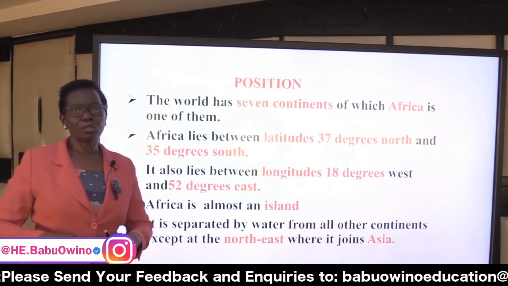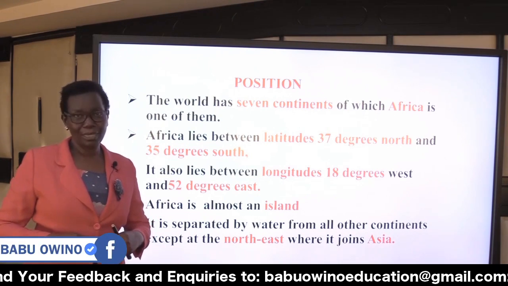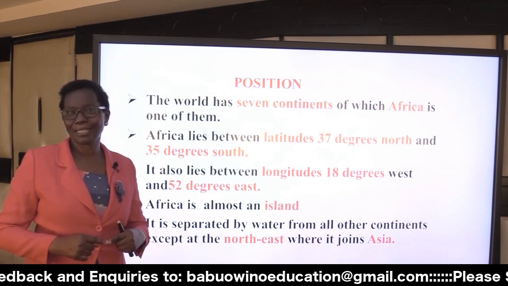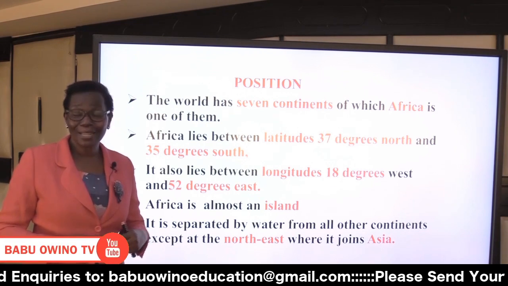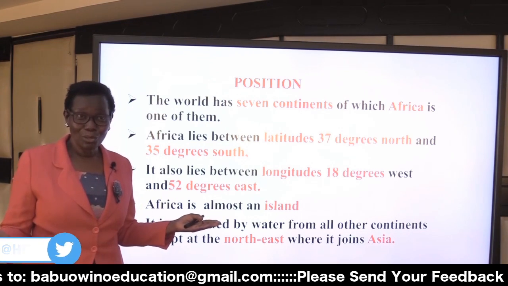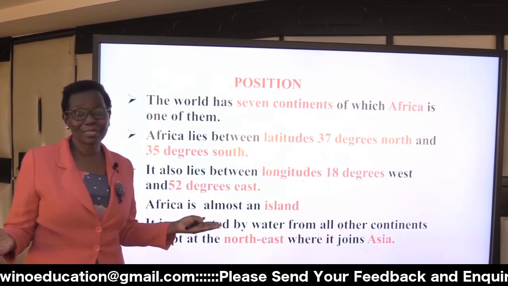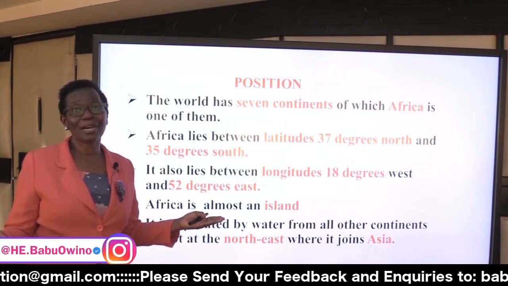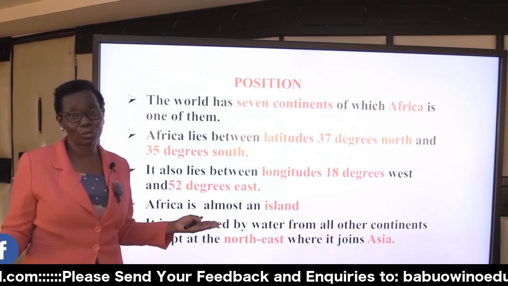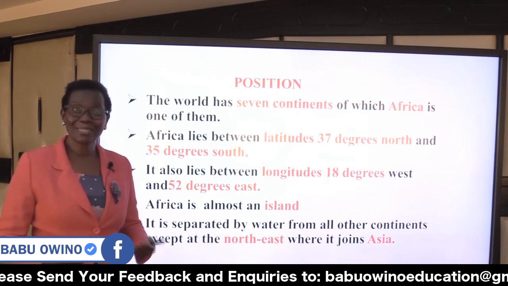So the longitudes normally meet at the poles, but latitudes are parallel lines. There is no day they will meet, and they are all imaginary. Don't go outside there and start looking at Africa and saying you are looking for the line of longitude. You will not find it. It is an imaginary line.